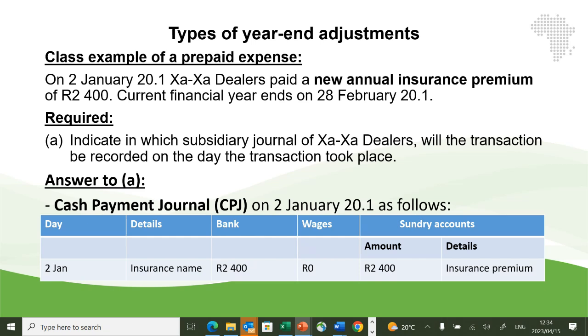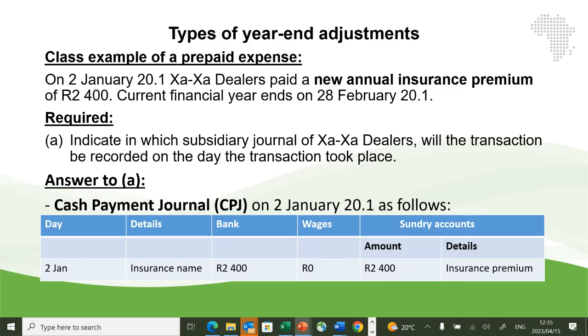So we are answering A now. To answer A, where are we going to record this? Remember here it's Bakla Dealers who paid, so it's the business that paid out. When we make a payment out, we record it where? In the cash payment journal. When are we recording that? On the 2nd of January. The details will say insurance. You will name the insurance company, whoever we were paying. That will be your details here. And how much did we pay? 2,400. There's nothing under wages, and then under sundry account, you will say 2,400. What is it for? It was for the insurance premium.